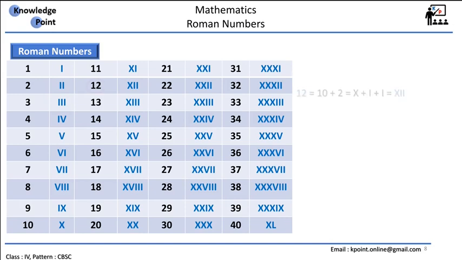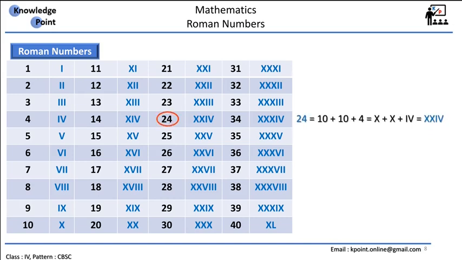Just see some examples here. Suppose 12. 12 can be split as 10 plus 2, that is X plus I plus I, that is XII. 19. 19 can be split as 10 plus 9, XIX.